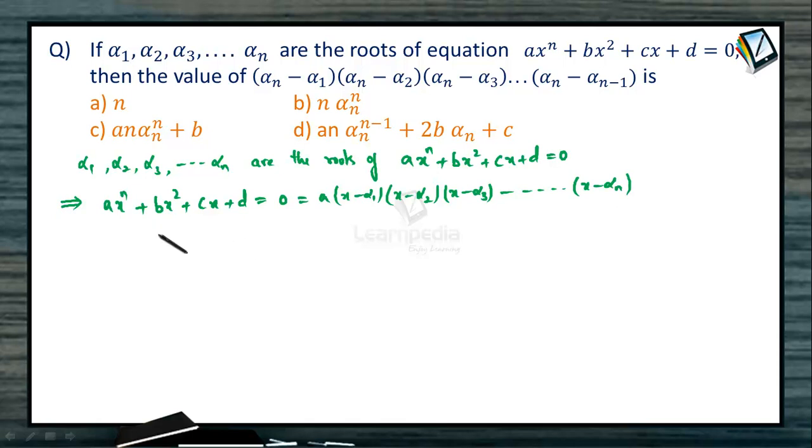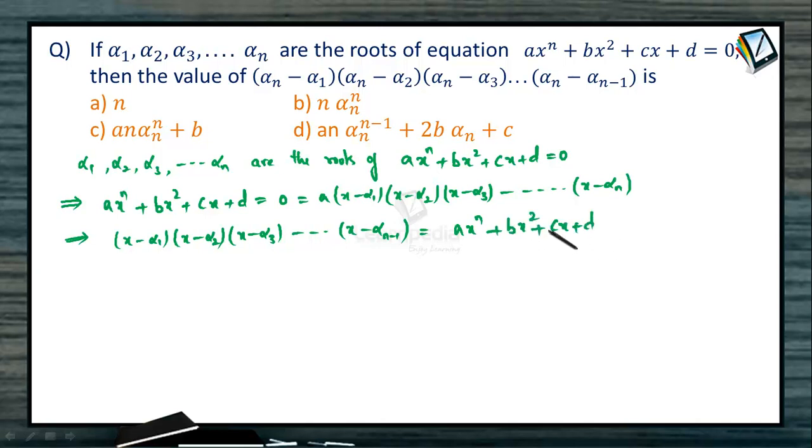Now rearranging the factors on both sides, can we rewrite this statement as (x minus alpha 1) into (x minus alpha 2) into (x minus alpha 3) so on up to, I am considering the last but one factor, (x minus alpha n minus 1), is (ax^n + bx^2 + cx + d) by a times (x minus alpha n), right? Now if you look at the left hand side, this is a continuous product of all the roots up to alpha 1, alpha 2, alpha 3 so on up to alpha n minus 1.